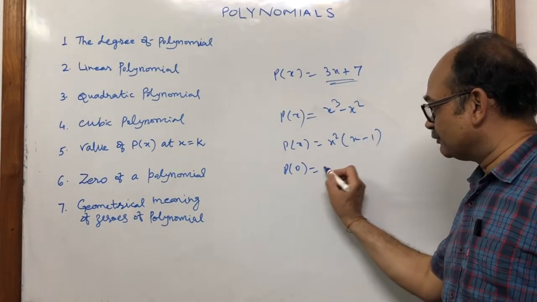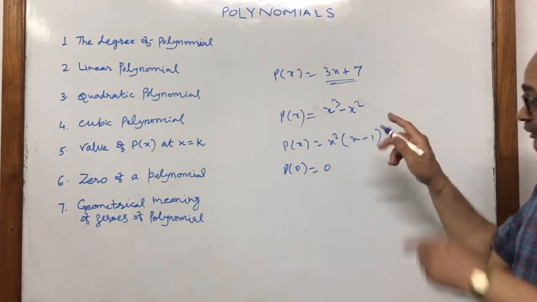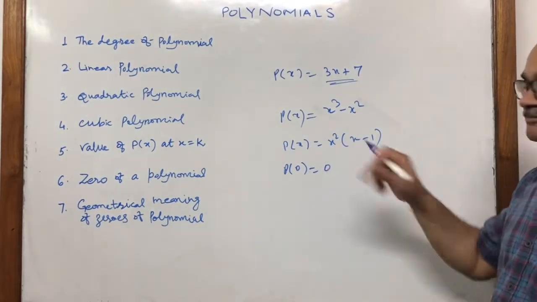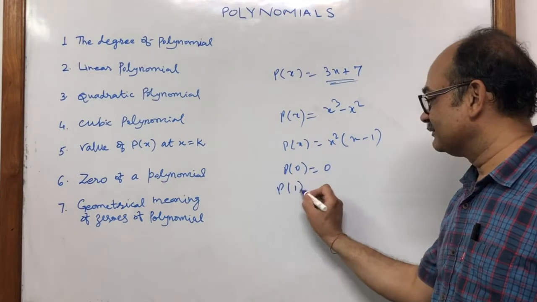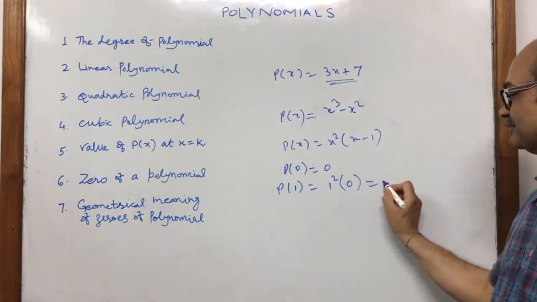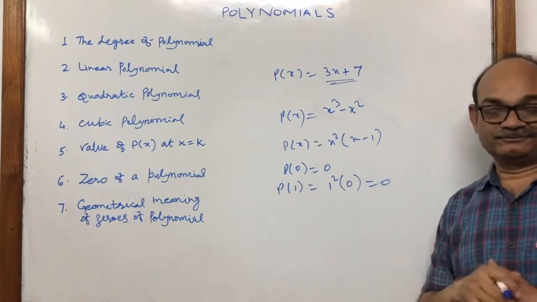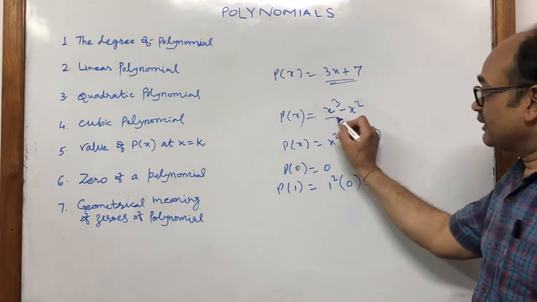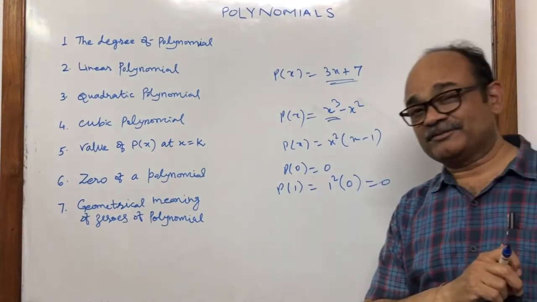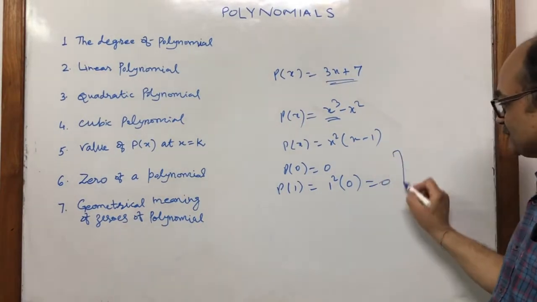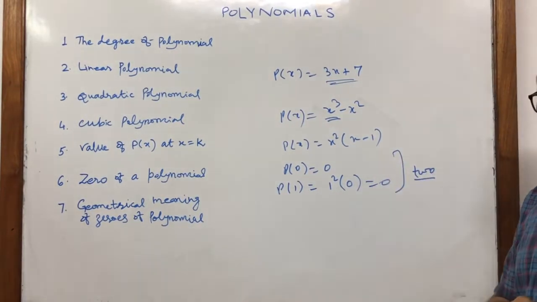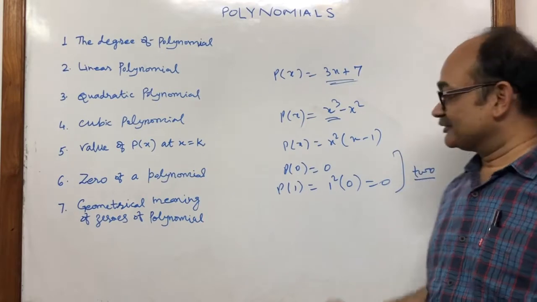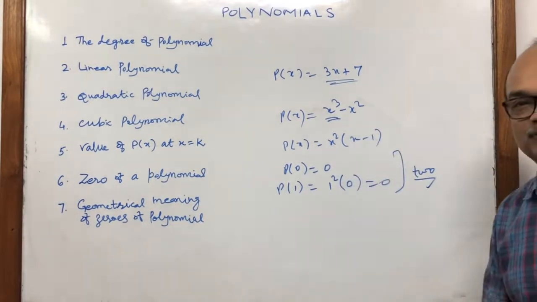Suppose I want to calculate P0. By putting 0, we are getting 0. It means 0 is one of the zeros of this polynomial. If I put 1, 1 square, 0, 0. It means 1 is also a zero of the polynomial. Now we see that no other zeros we have. The highest power is 3; the degree of the polynomial is 3. How many zeros do we have? 2. At most it is 3. We can get fewer than that, but we cannot get more than that. So here the degree is 3, but we are getting 2 zeros.